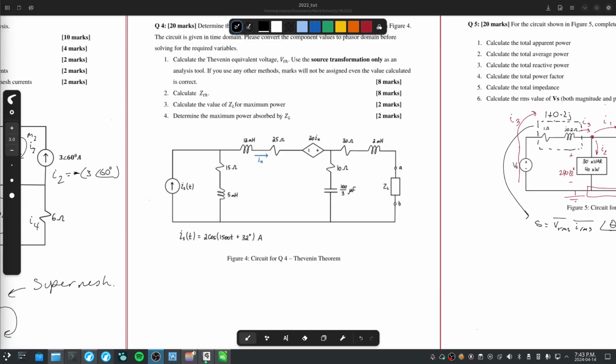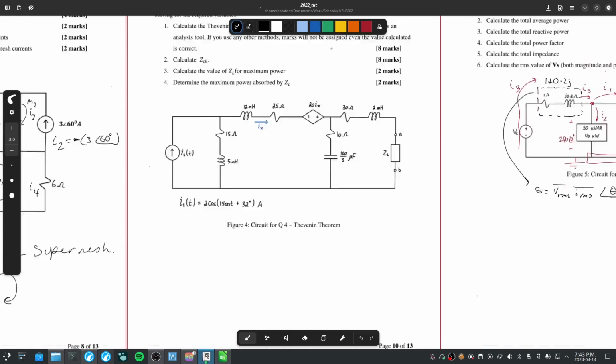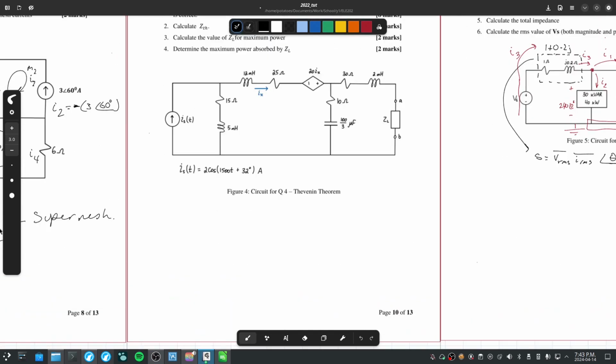Honestly, you shouldn't even need to be told this. Source transformation is incredibly useful. It simplifies a lot.